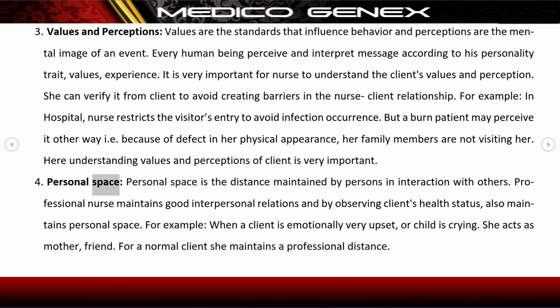Personal space. Personal space is the distance maintained by persons in interaction with others. Professional nurse maintains good interpersonal relations and, by observing client's health status, also maintains personal space. For example, when a client is emotionally very upset, or child is crying, she acts as mother, friend. For a normal client, she maintains a professional distance.